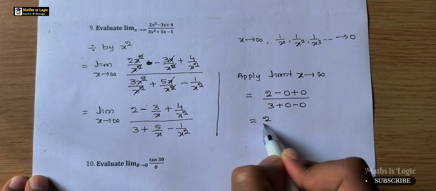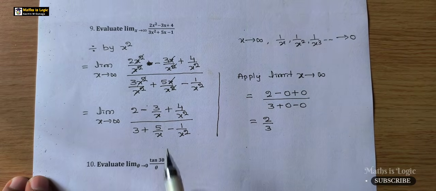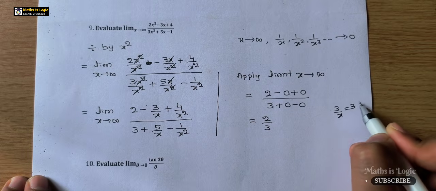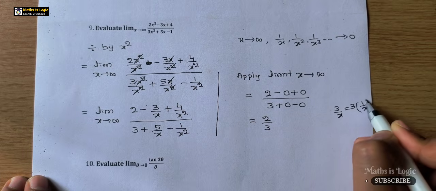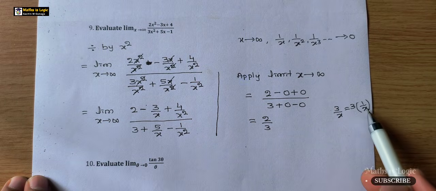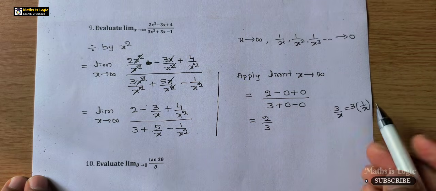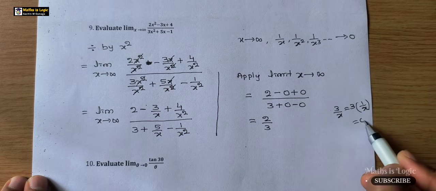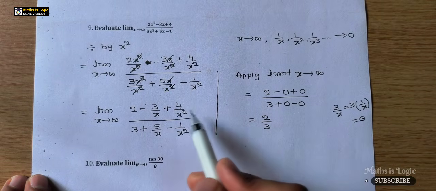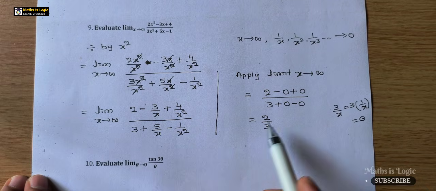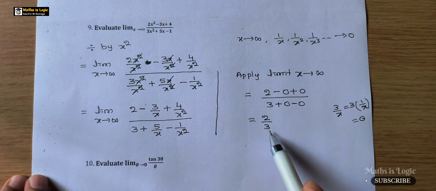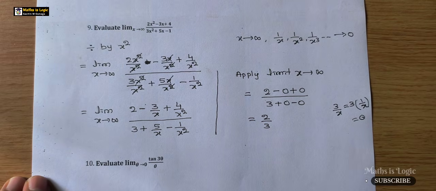Therefore what is the final answer? 2 divided by 3. You can see 3 by x can be written as 3 into 1 by x. So when I apply x tends to infinity, this 1 by x directly goes to 0. So 0 into 3 is nothing but 0. Therefore directly I had written here 0. Similarly this value also goes to 0 and these two values also go to 0. Therefore what are the remaining numbers? 2 divided by 3. So this is the final answer.